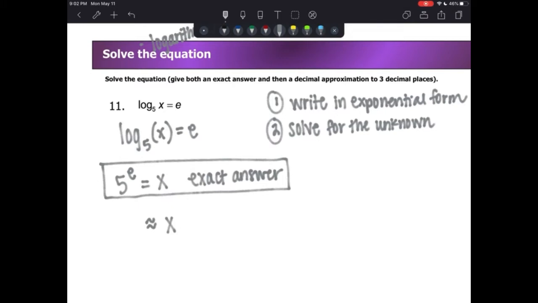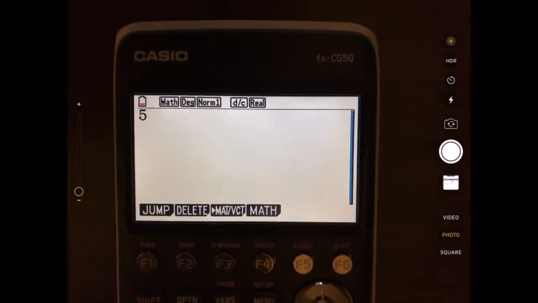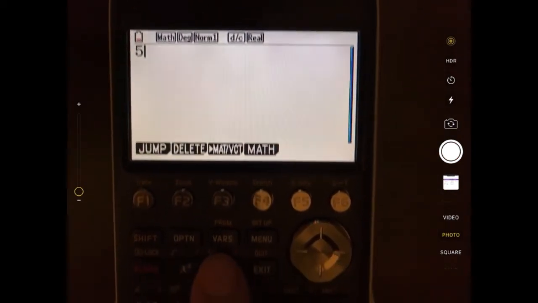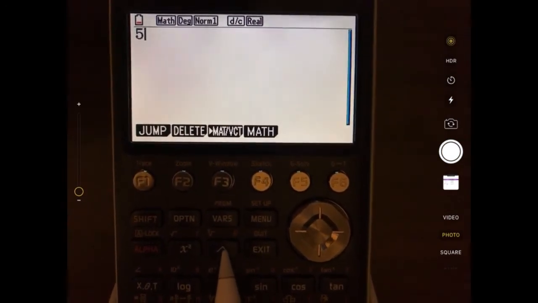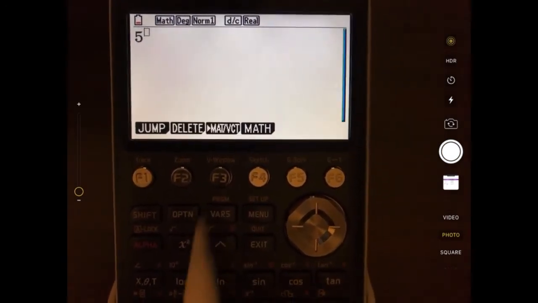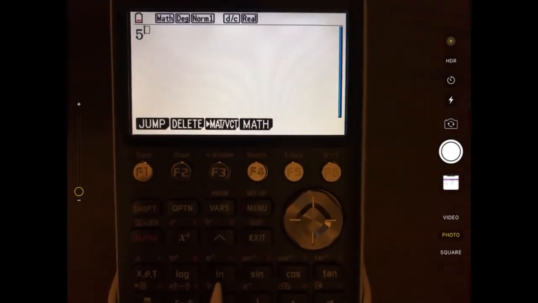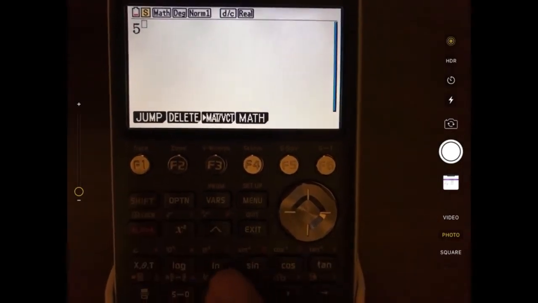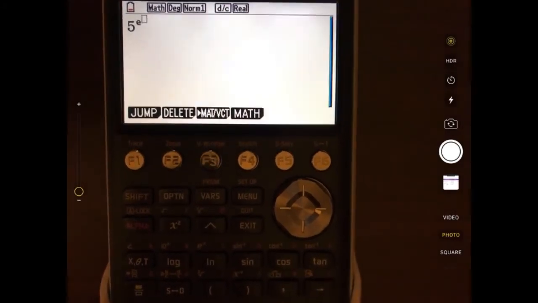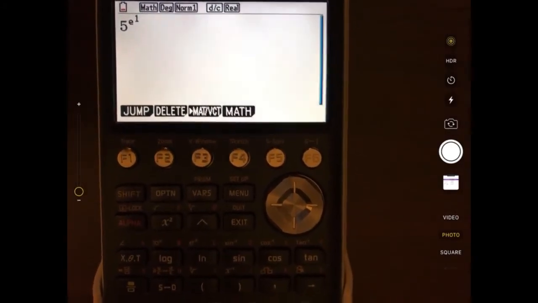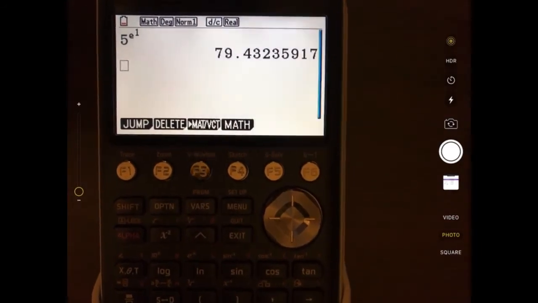However, I'm going to use my calculator and I'm going to raise 5 to the e power. How do we do that in our calculator? I'm going to take out my calculator here and I'm going to show you. Let's go to camera. I've got 5. I hit the upper caret button, which is right next to the exit button, and it gives me an exponent. And then I want e, so I'm going to hit shift natural log, and it's just e to the first power. So I'm going to put a 1 there. So that's 5 raised to the e power.